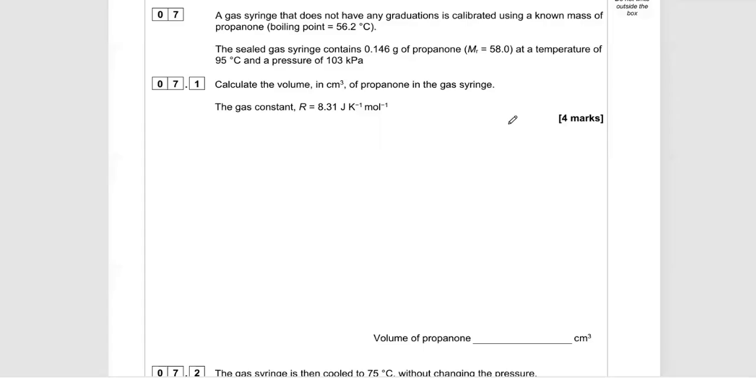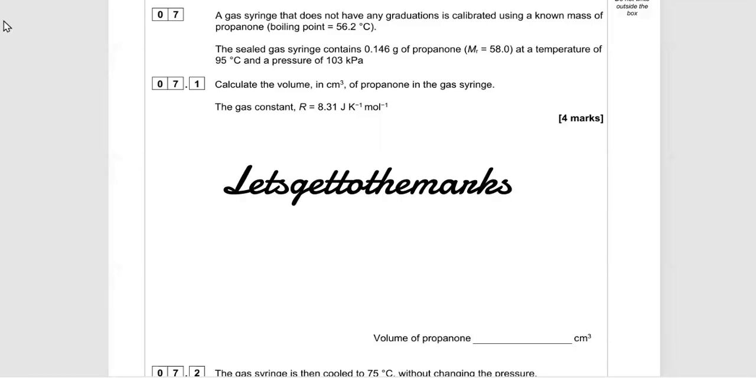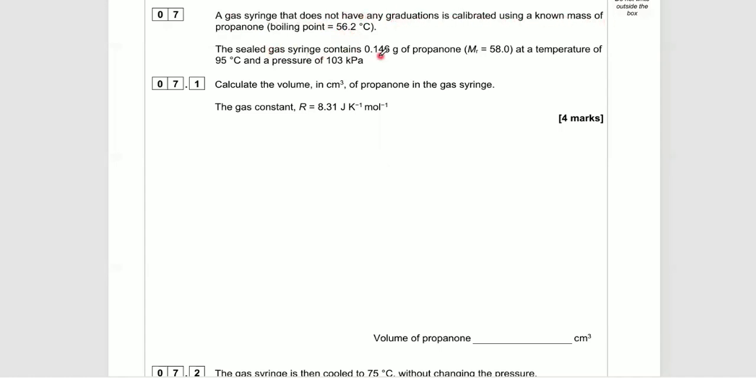Okay, welcome to Let's Get to the Marks, going through an ideal gas equation from the Paper 2 2023 Chemistry A-Level paper. A gas syringe that does not have any graduations is calibrated using a known mass of propanone, boiling point 56.2 degrees. The sealed gas syringe contains 0.146 grams of propanone, Mr 58, at a temperature of 95 degrees and a pressure of 103 kPa. Calculate the volume in centimetre cubed of propanone in the gas syringe. The gas constant is 8.31.